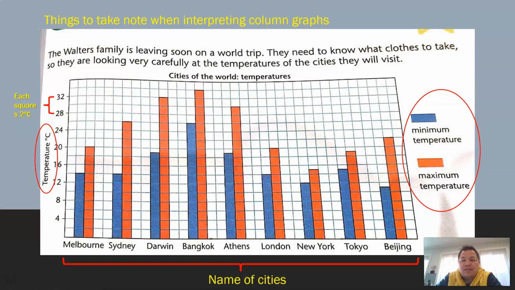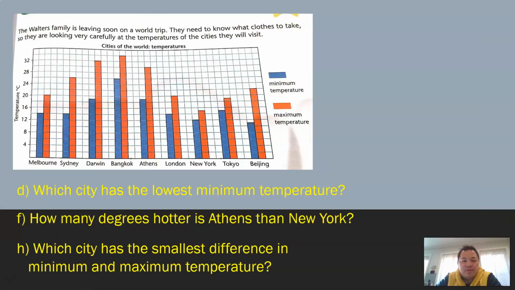Okay, let's go through some of the questions. Or maybe I'll give you an example here, like for London. So this is London city, and the highest temperature is 20 degrees. If you look here, you look at the adjacent side, it's 20 degrees. Can you see that? And then for London, the lowest temperature is 14 degrees, isn't it? So that's how you read the temperature. Well done. Let's move on.